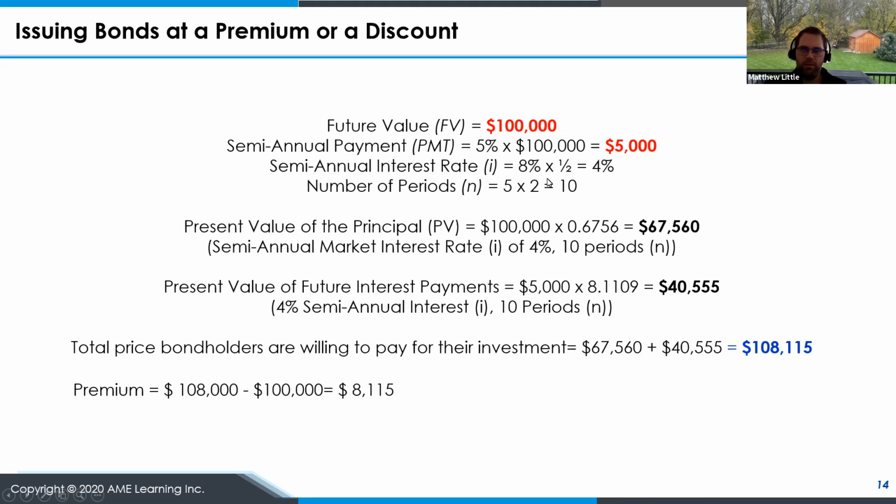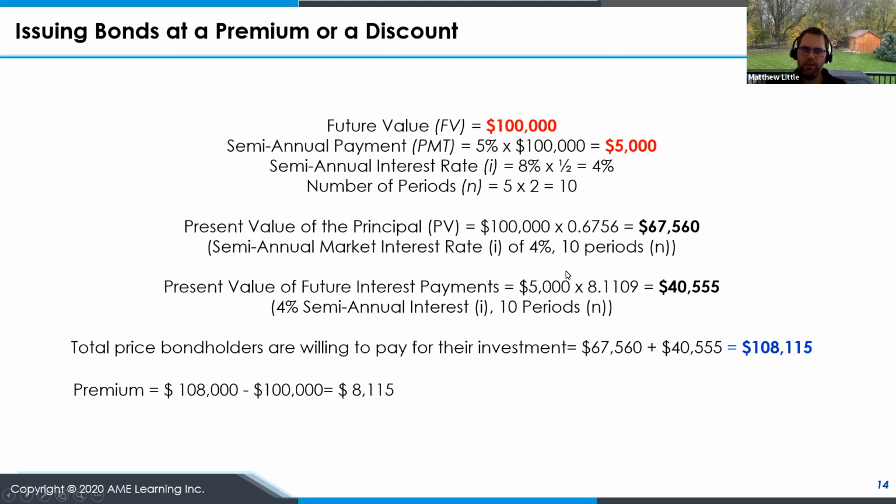And that's stated based on our semi-annual interest rate. And the number of periods would be 5 years times 2 payments per year is 10 periods. So the present value of the $100,000 using the PV tables or your calculator would be $67,560. Then we need to look at, okay, what are the future interest payments that the bondholder would receive?